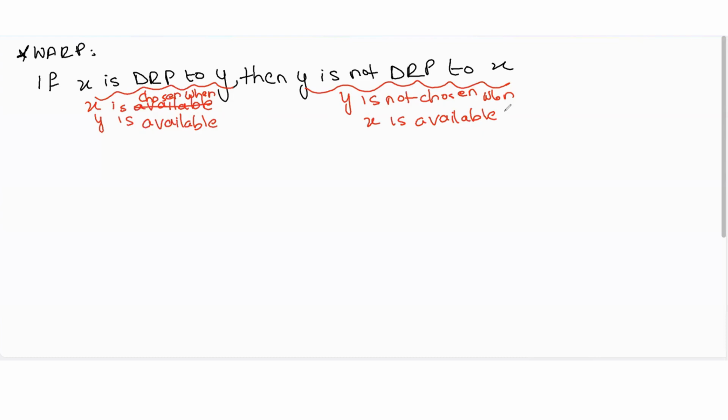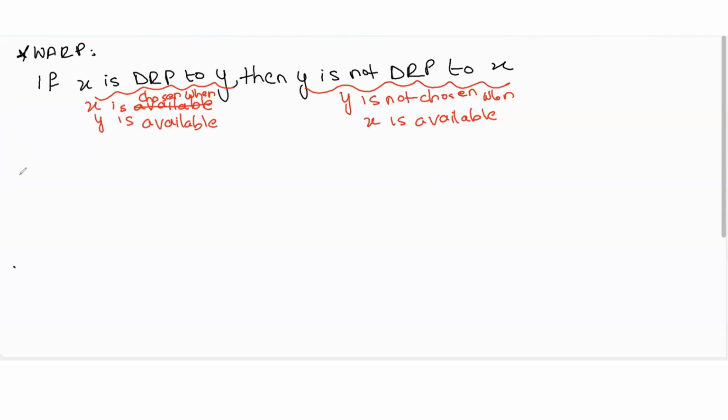So this is what WARP says. If you are choosing X when Y is available, then it cannot be the case that you ever choose Y whenever X is available. So your preferences have to be consistent. If you're showing a preference of X over Y, then those preferences need to be consistent. And remember, you only talk about directly revealed preference relation when both bundles are available in your budget set simultaneously.